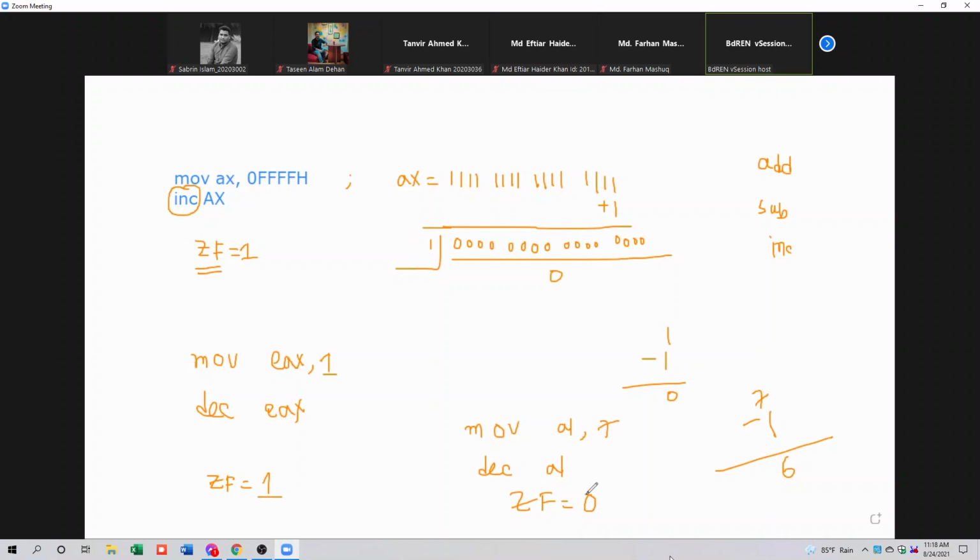Okay, so this is the zero flag register. When the result is 0, what will be the value of the zero flag register? It will be in set state, that is, its value will be 1. If the result of the arithmetic or logical operation is not 0, then the zero flag register's value will be 0. So this is one of the status flag registers.